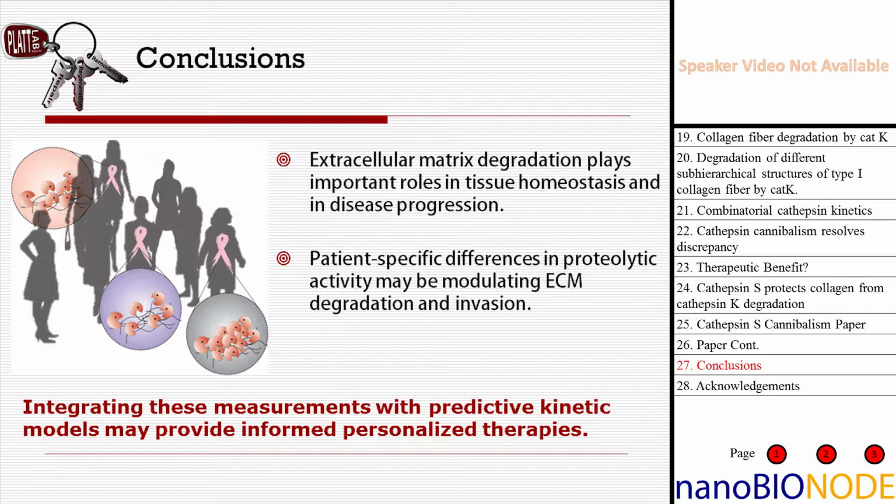But right, so the big conclusions here for this whole talk is that the ECM matrix degradation does play important roles in tissue homeostasis and in disease progression. The matrix provides cues. It's not just there for structure, it's biochemical, biomechanical cues that it provides. But in disease, these things get destroyed and degraded, and the cells start to do different things. But there's also patient-specific differences in proteolytic activity that also could be modulated in this matrix degradation and invasion. And by integrating these measurements with predictive kinetic models, we may be able to provide some informed, personalized therapies. And that's where we're going.